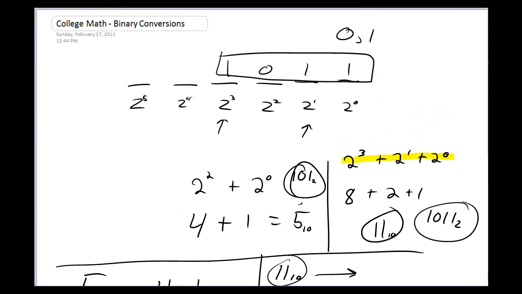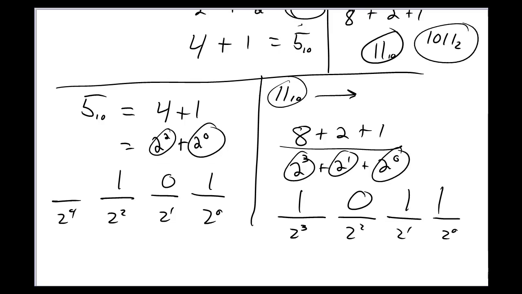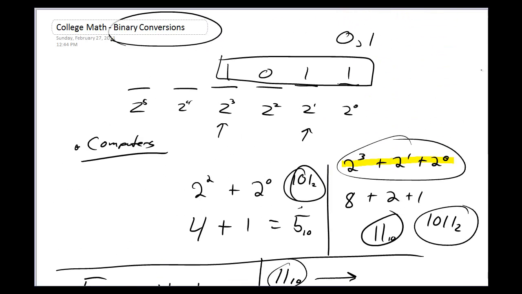There's lots of different base conversions that we could do in college math. But binary is the most interesting because binary relates to how computers work. So that's why we discuss binary numbers and their conversions. Powers of 2 are very important for binary numbers to work because you only have two options, 0 and 1.